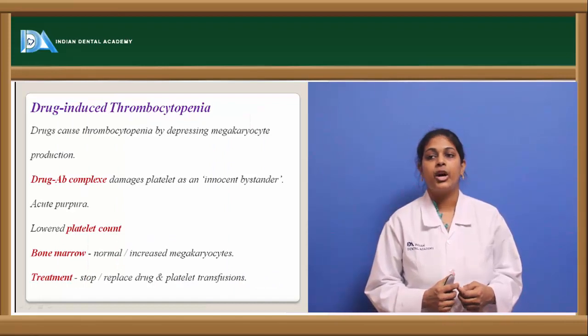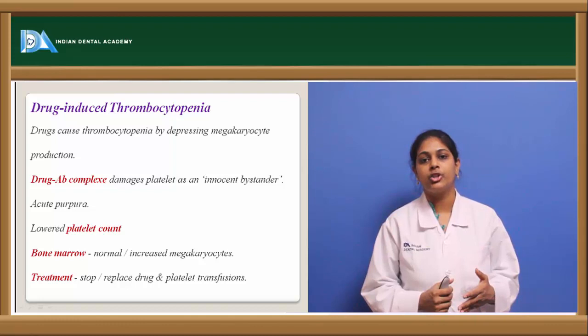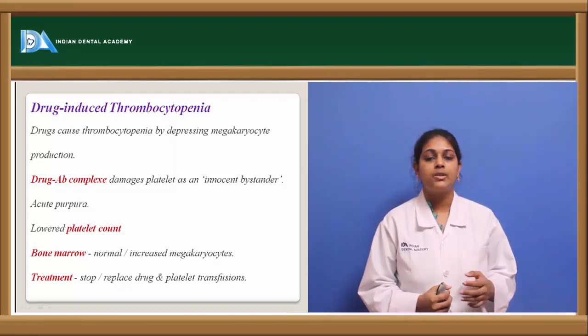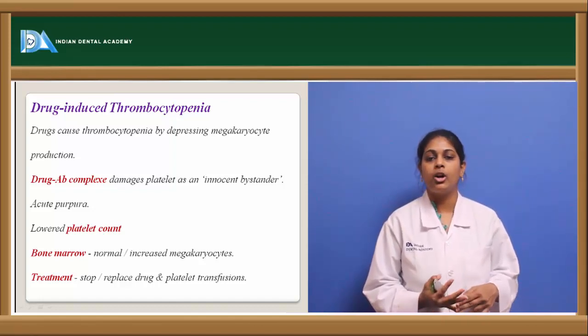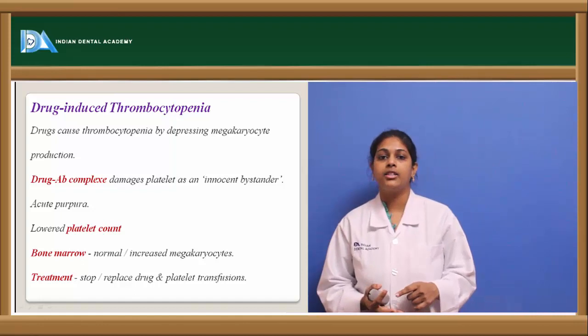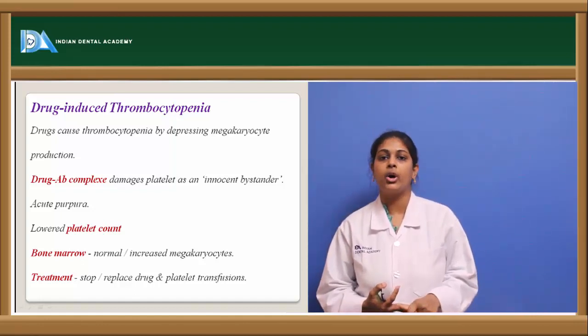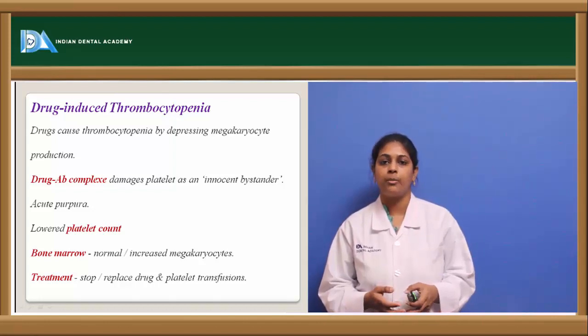Next coming is drug-induced thrombocytopenia. Usually it is a decrease in the platelet count because of the intake of drugs, and this is most commonly seen when the patient is on corticosteroid therapy or taking alkylating drugs. It could also be because of antibiotics or diuretic intake that results in drug-induced thrombocytopenia.